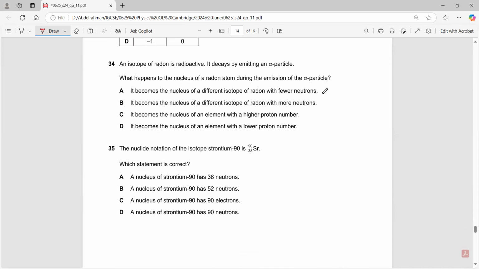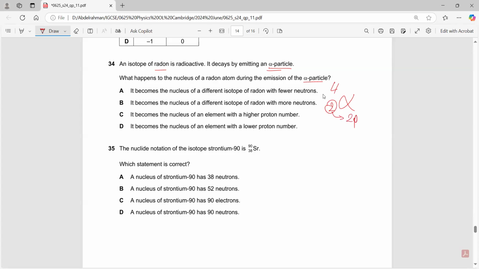An isotope of radon is radioactive. It decays by emitting an alpha particle. What happens to the nucleus of a radon atom during the emission of the alpha particle? When radon emits an alpha particle, basically, radon is just an element. Whatever element emits an alpha particle, what is an alpha particle? We know that it is a helium nucleus. How can I write down an alpha particle? I would write it down as alpha, 4 and 2, meaning that it has what?